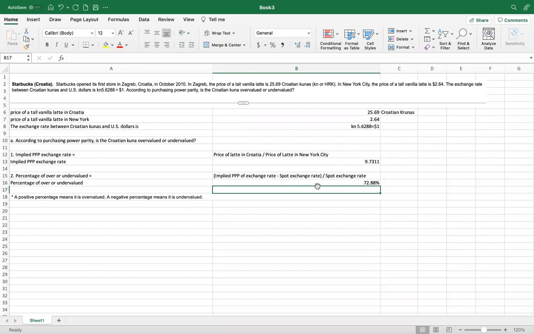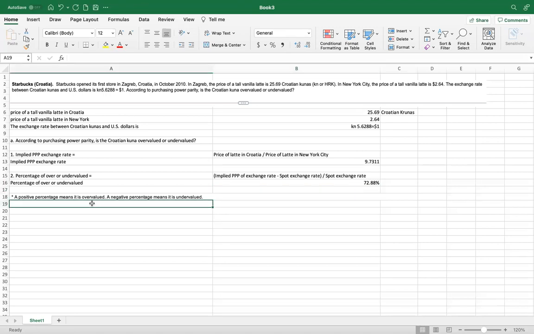And when we calculate, we see that the kuna is overvalued, 72.88%. And here we can see a positive percentage means it is overvalued, and vice versa, a negative percentage means it is undervalued. I hope this helped.